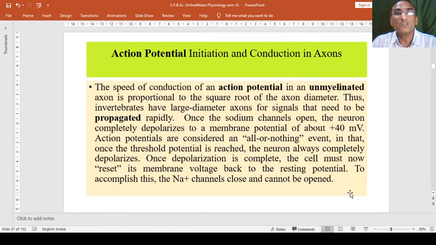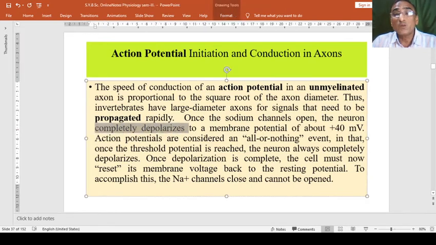Now we will go to the next. Once the sodium channels open, the neuron completely depolarizes to a membrane potential of about plus 40 millivolts. We have seen minus 55 millivolts out of the minus 70. Here plus 40 millivolts is required for the movement of sodium and complete depolarization.